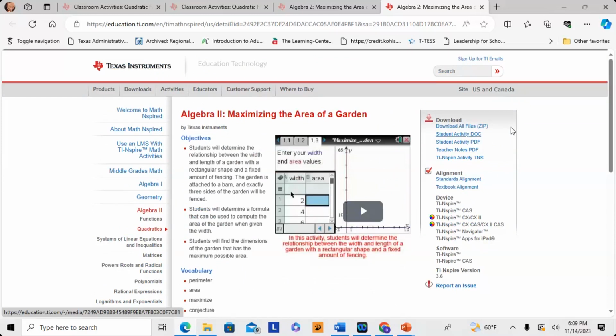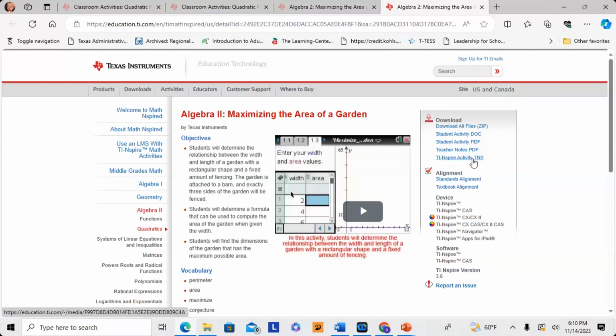For document purposes, you can go ahead and edit as you want. You can change the question if you don't like it. Yeah, the PDF version as well, if you like it just the way it is. Teacher notes so that you can prepare what should I anticipate as I get ready for the day for this lesson. And then more importantly, that TI-Nspire activity, TNS.